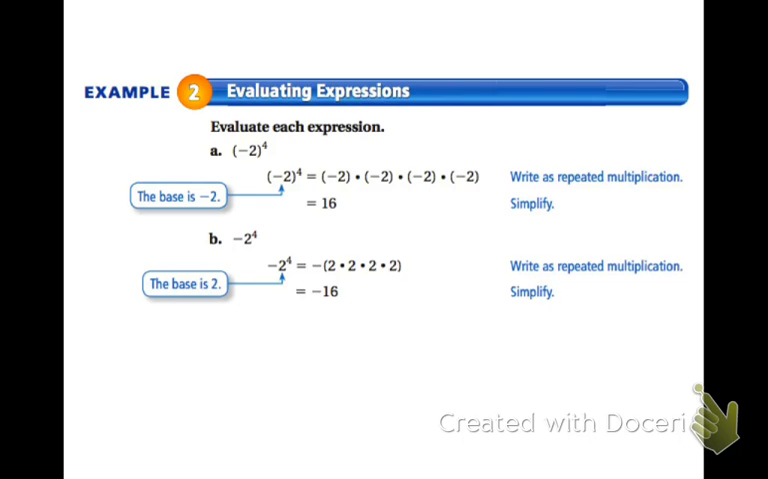In part B, we have the opposite of 2 to the 4th power. So the repeated factor is the base of 2. It is not negative, right? So we want the opposite of 2 to the 4th power. So 2 to the 4th is 16. The opposite of that is -16.